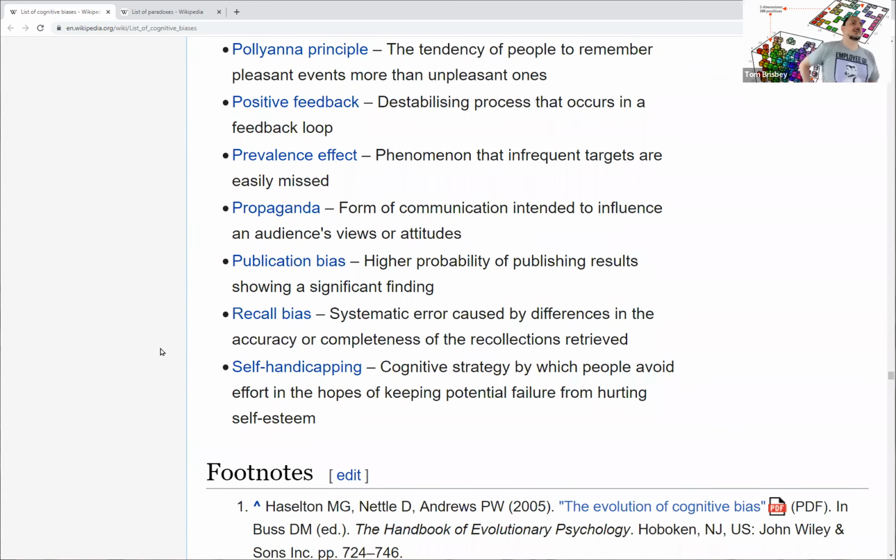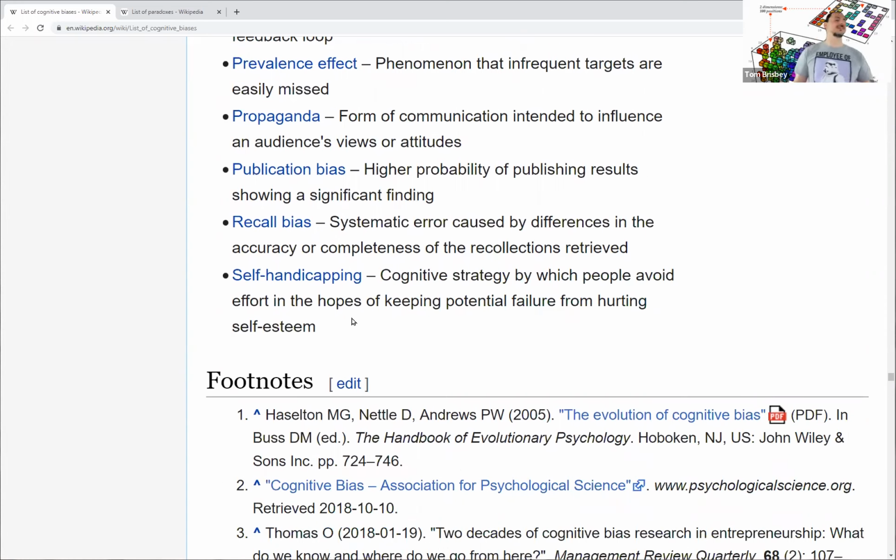Propaganda, form of communication intended to influence an audience's views or attitudes. That's all communication. Hello? The goal of information is to do that. Propaganda is the professional version of it. It has a negative connotation, manipulative undertones. But you could say that I have a propaganda to make you understand this sentence while I'm speaking it, and I will go to extraordinary lengths to try and meet that goal, providing an appropriate visual, providing an appropriate audio cue, something relevant.